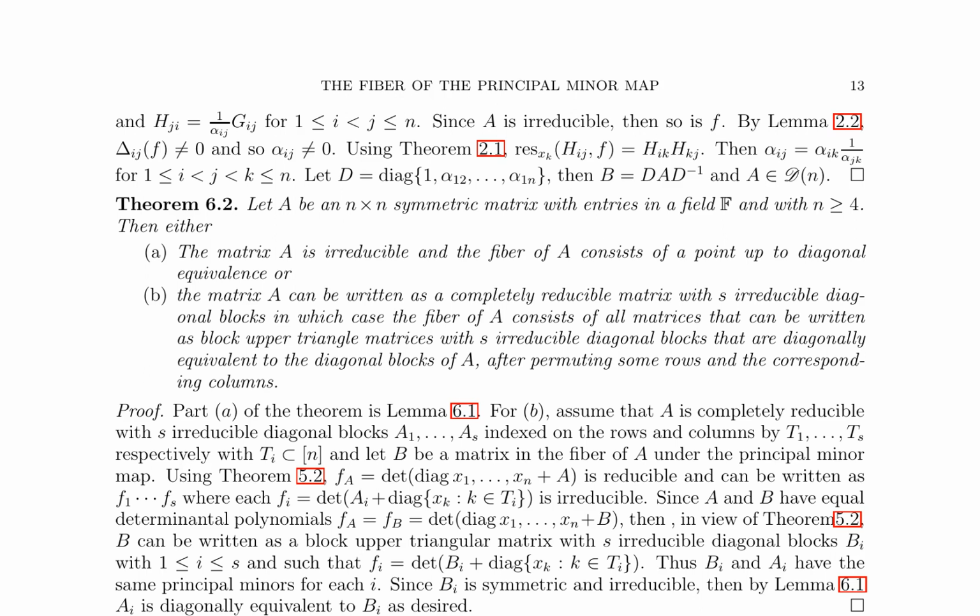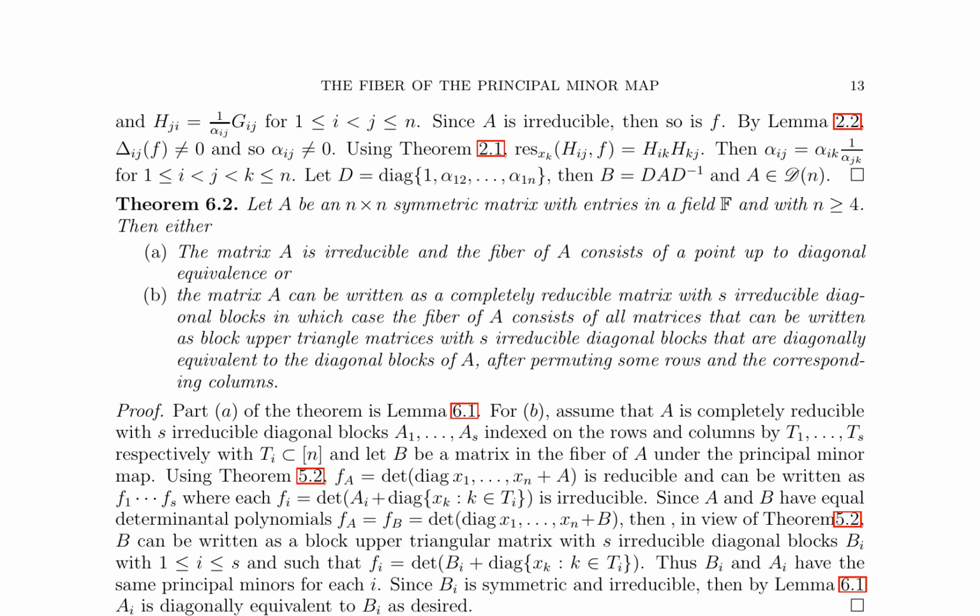The authors utilize Theorem 2.1 and Lemma 2.2 to show that alpha ij equals alpha ik alpha jk for 1 less than or equal to i less than j less than k less than or equal to n, and construct a diagonal matrix D such that B equals DAD and A is an element of D, n.